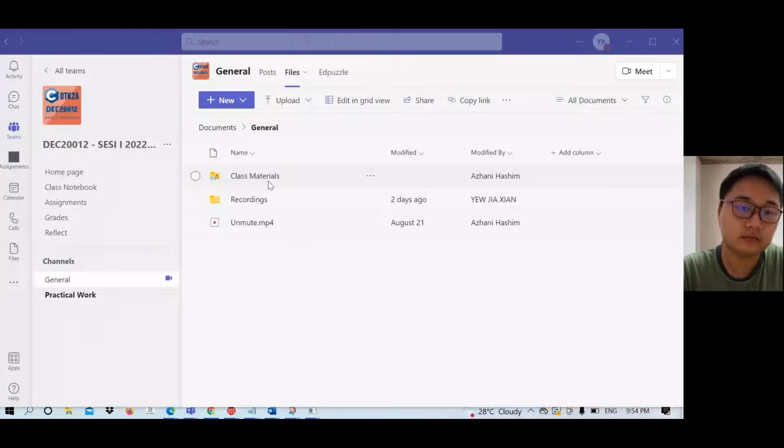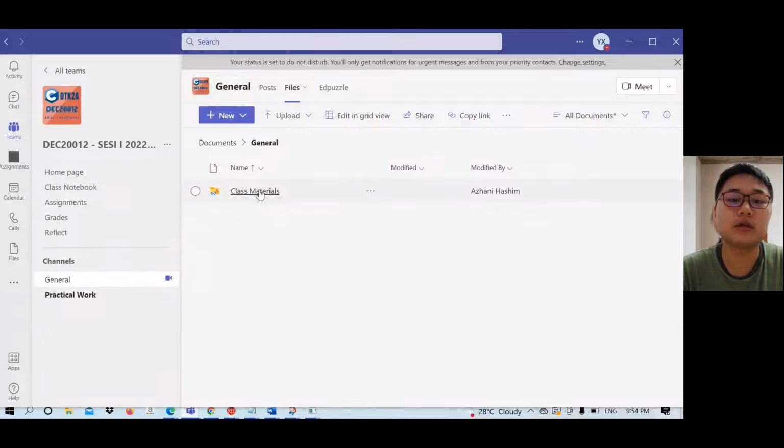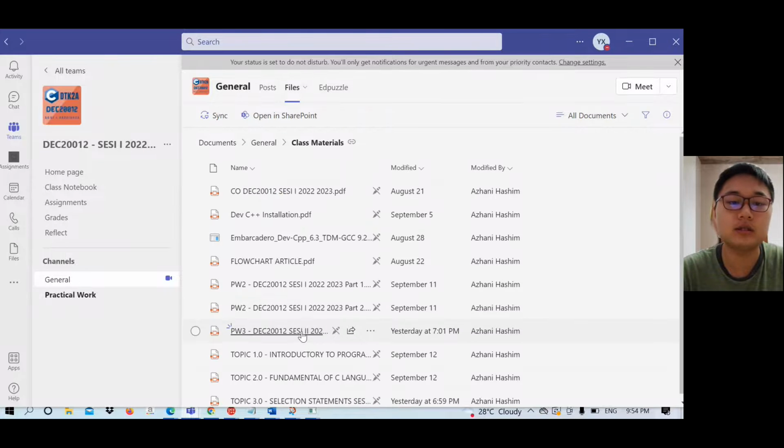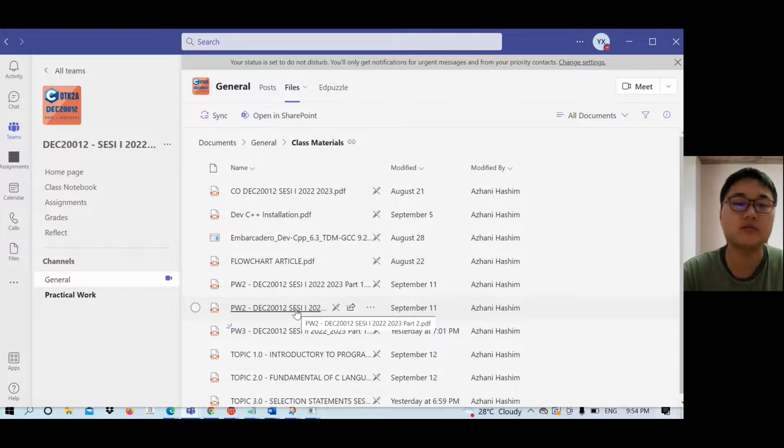Today, I'm going to elaborate on how I do my practical work on programming fundamentals. Right now, I'm going to share my slide. In class, the practical work tool is located in the PW in the class materials of DEC 20012, and as you can see, I'm pressing PW2 here right now.